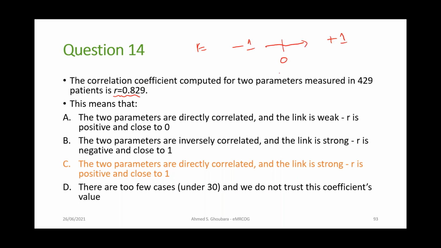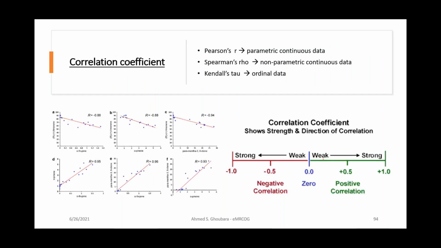If it's 0, it means no correlation. If it's -1, strong negative correlation. If it's +1, it means strong positive correlation. Here we are at 0.8, so we're somewhere here. So the two parameters are directly correlated and the link is strong. We're approaching one. And this is how you interpret.